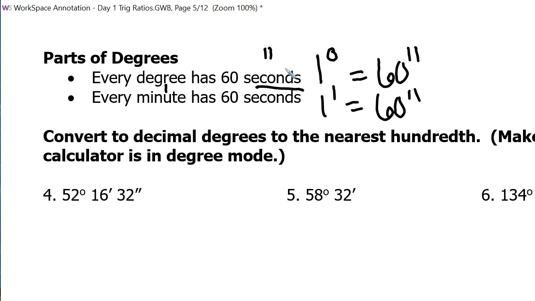Now, we're going to use a calculator to do all this conversion for us. The first step says to convert to decimal degrees to the nearest hundredth, so we need to round our answers to 2 decimal places. It says make sure your calculator is in degree mode. So the first thing you need to do is make sure that calculator is in degree mode, if we're using an 83 or an 84.